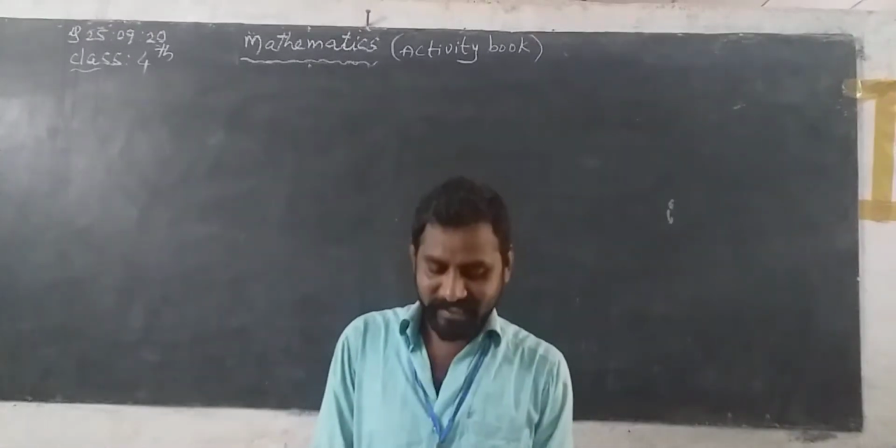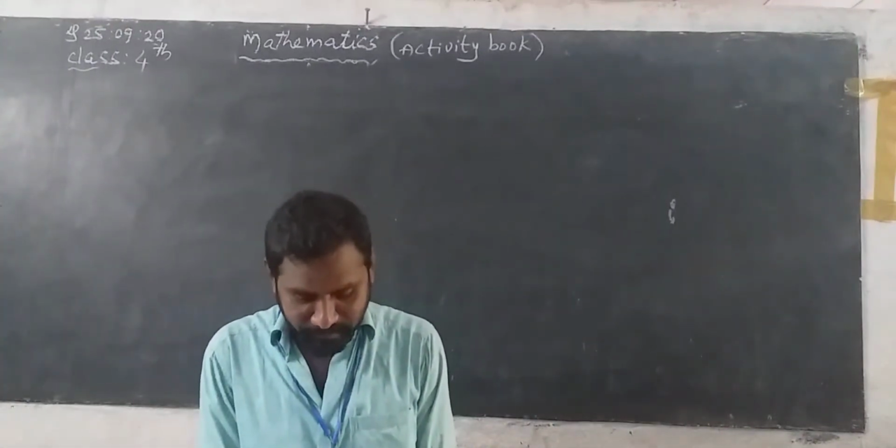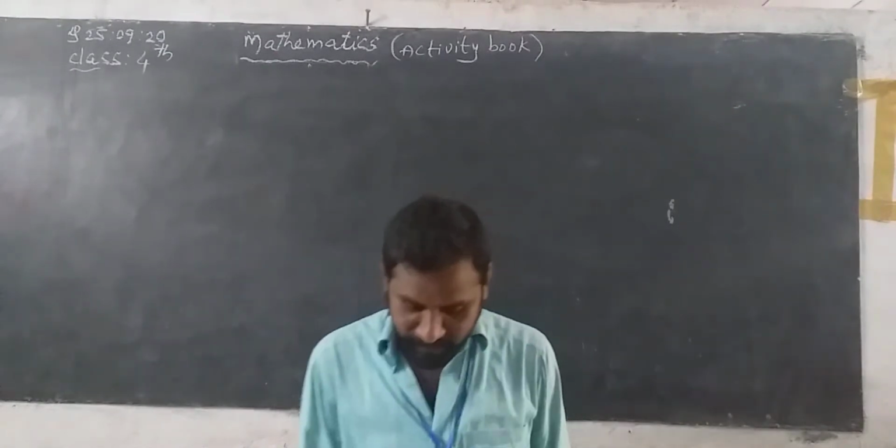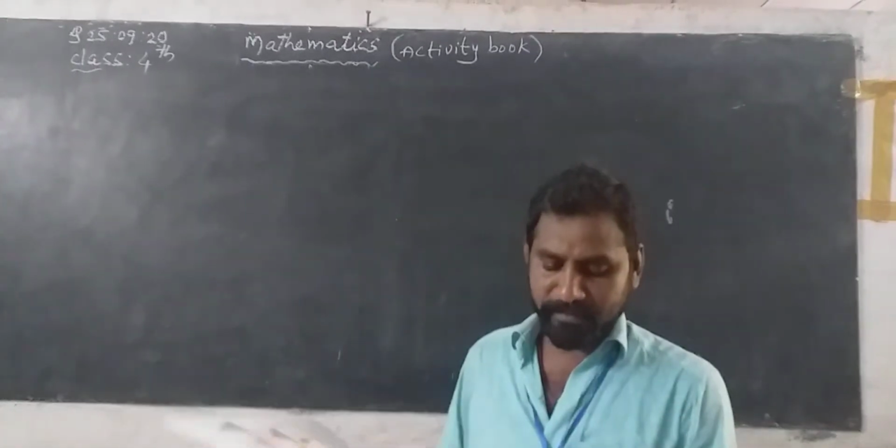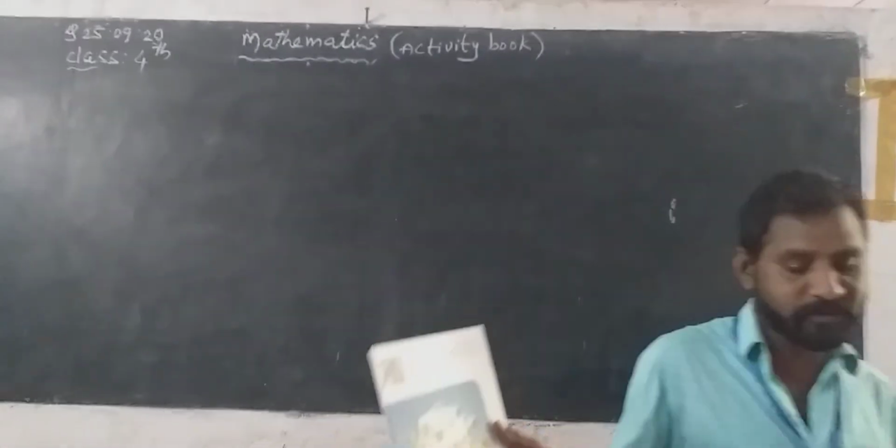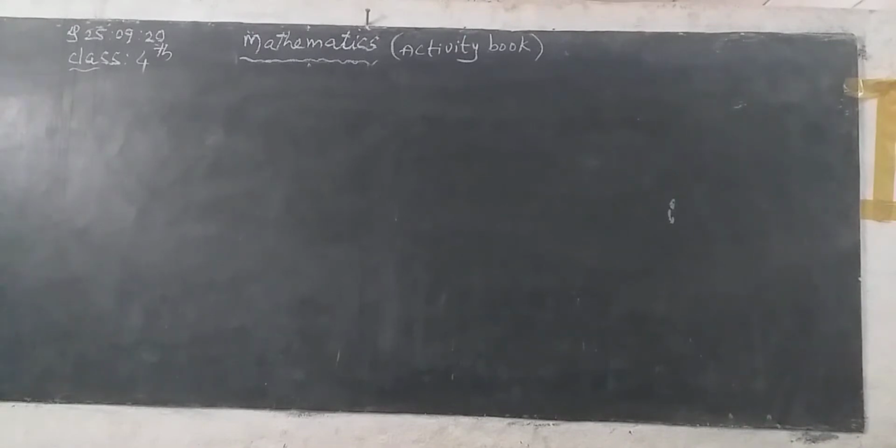Fourth standard students. Yesterday, some problems remain. Everybody open page number 18 from your activity book, beta. Activity book, page number 18. See here.